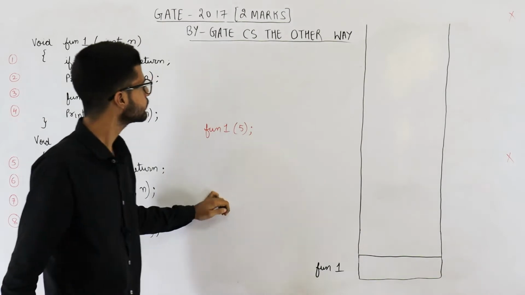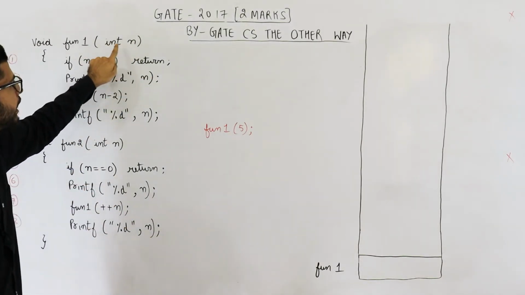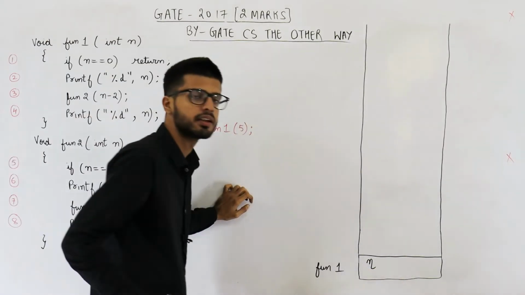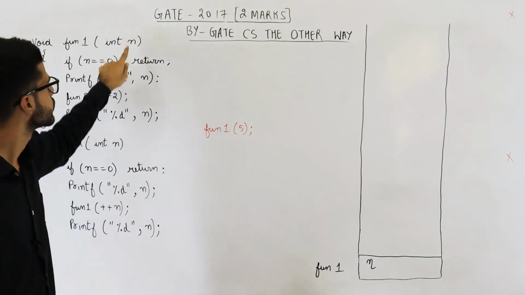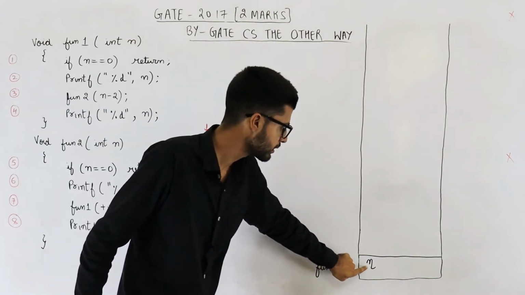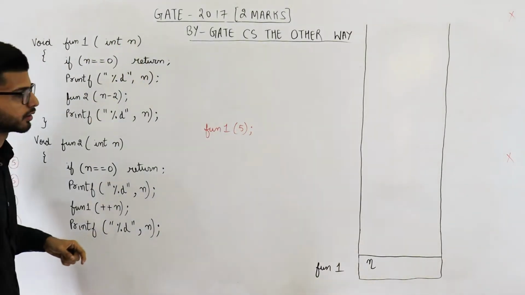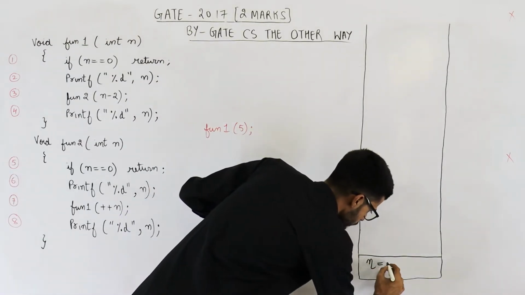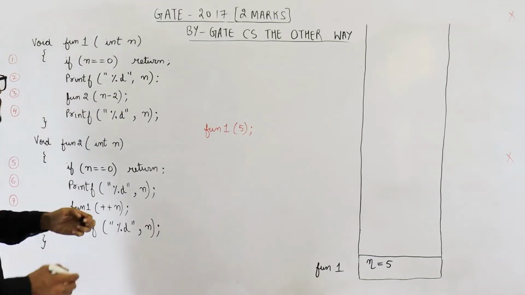Inside this function, there is a local variable named n of integer type. Now all the local variables are allocated memory inside the activation record of that function. So this local variable gets memory in the activation record. We are passing 5 to this n, so the value 5 is copied in n. That means n is equal to 5. Now let's start executing this function line by line.